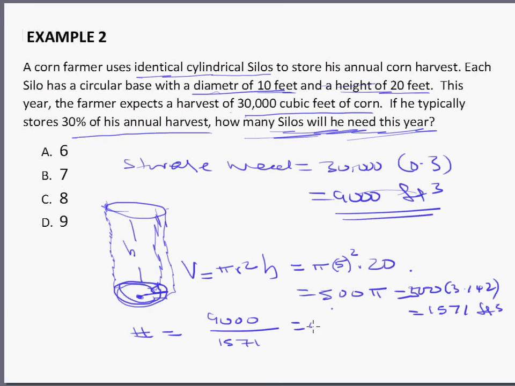So we have 5.73, which is approximately equal to 6 if you're looking for whole units. Therefore, you're going to need about 6 silos. The farmer will need about 6 silos to be able to store the corn for this particular year's harvest.